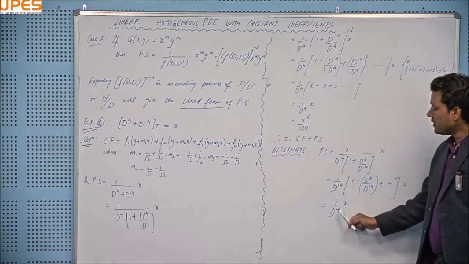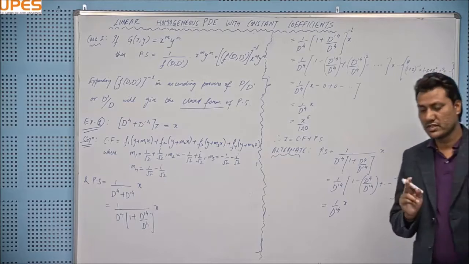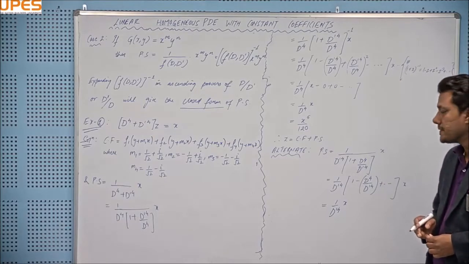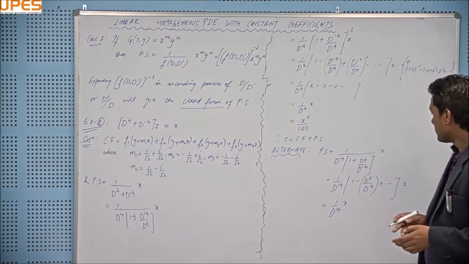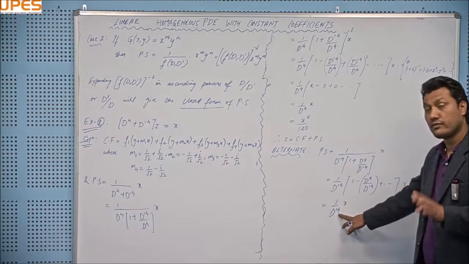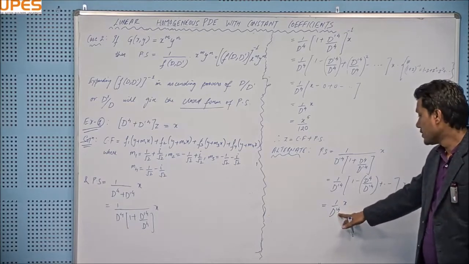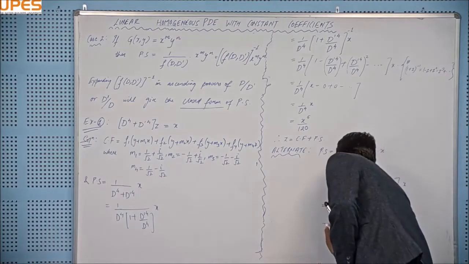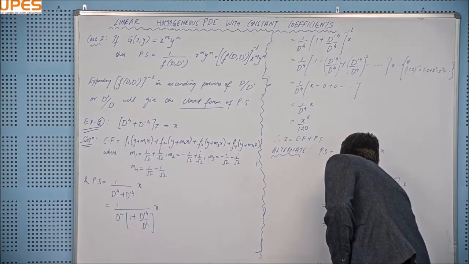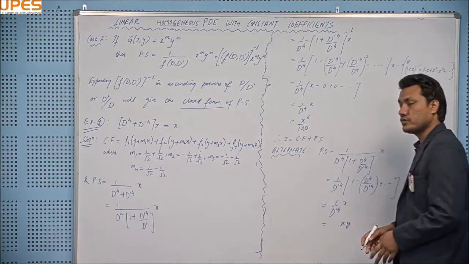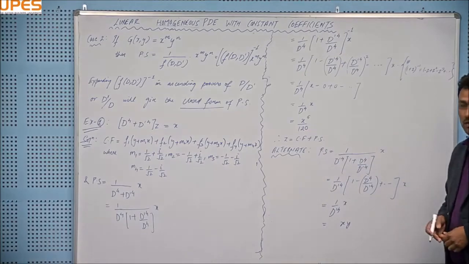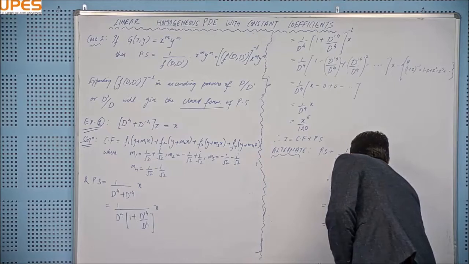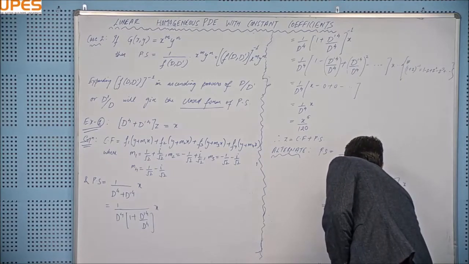And here 1 upon D' stands for integration, but with respect to y this time, right? And integration with respect to y 4 times, because 4 is appearing here. This term, integration 4 times with respect to y, will give once y, then y square by 2, then y cube by 6, then y to the power 4 upon 4 factorial, which is 24.